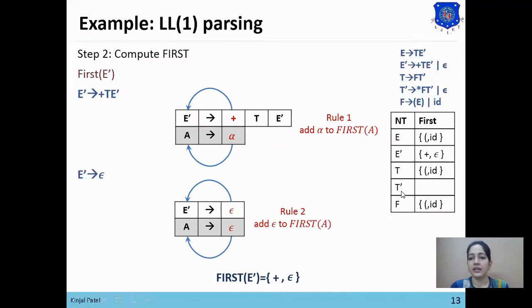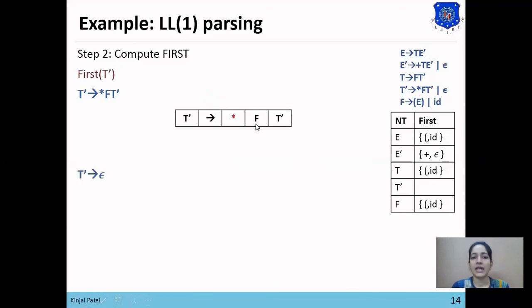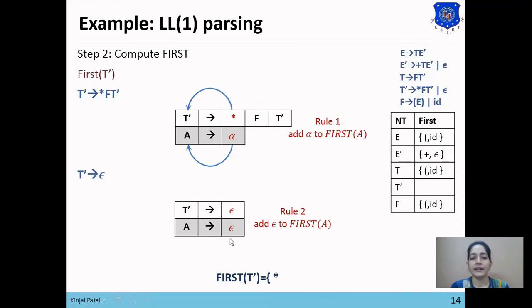Then lastly we will find the first of T dash. T dash also has two rules. First we will check star F T dash. Star F T dash matches the first rule, so star will be directly added into first of T dash. Then we'll check the second production, which is T dash produce null. It matches rule 2, so null will be directly added into first of T dash. So first of T dash are star and null.